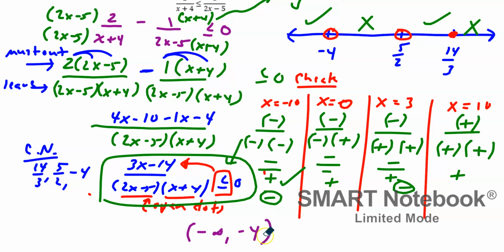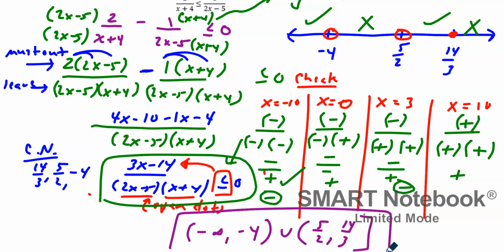It is a parenthesis union. This second interval right here, there is a parenthesis on 5/2 because of the open dot. However, on 14/3, there is going to be a bracket because it is a closed dot. So there is my answer in interval notation.